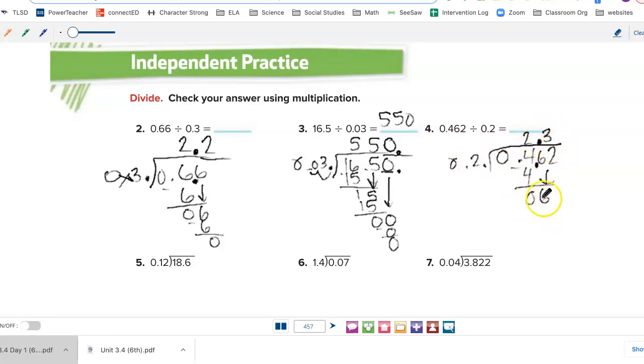Notice that I put the 3 after the decimal. 3 times 2 is 6. Subtract, I get 0. I'll bring down this 2, and now 2 can go into 2 once.